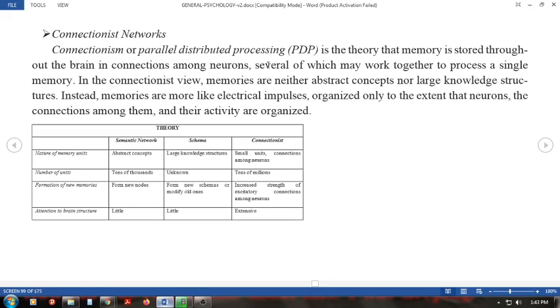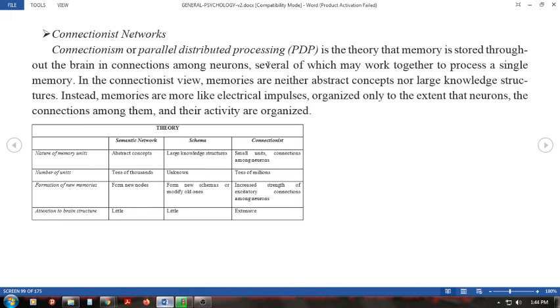Then we have the connectionist. This is the most widely accepted nga theory on storage. So sa connectionism, the theory that memory is stored throughout the brain in connections among neurons. So walay specific parts but among neurons naghold sila og specific details of memories that when you need something, gina-comb through sa imuhang mind, ang brain, with each neuron which holds that certain information. So inana.